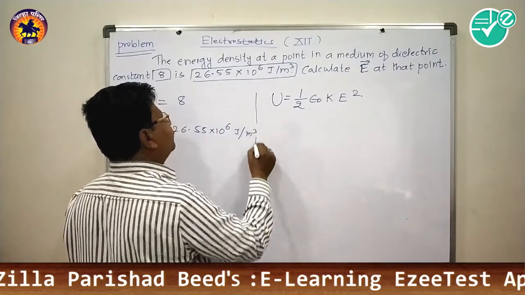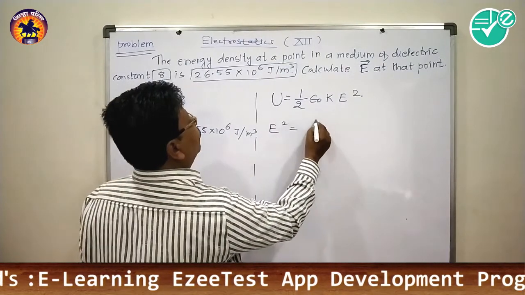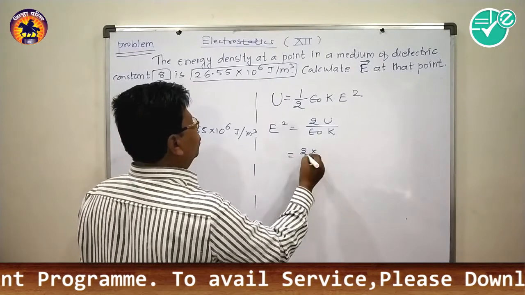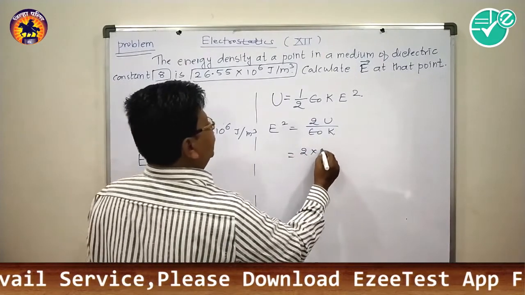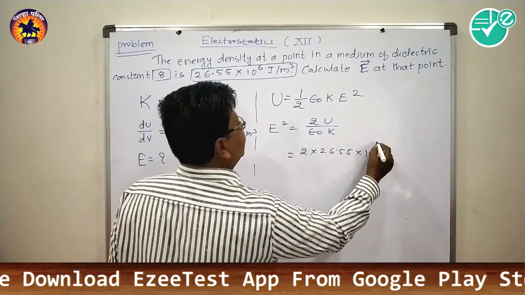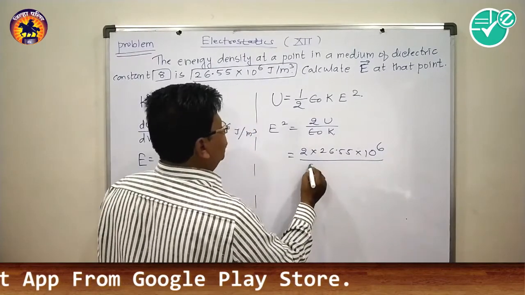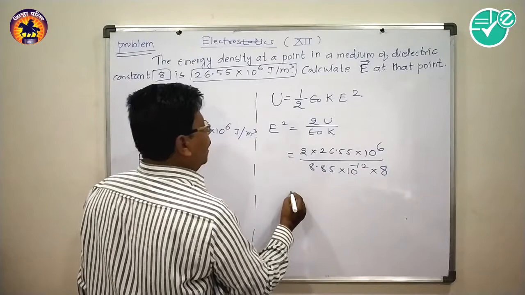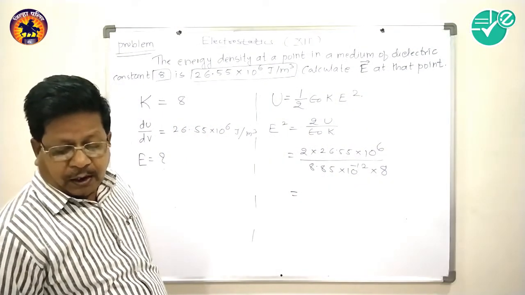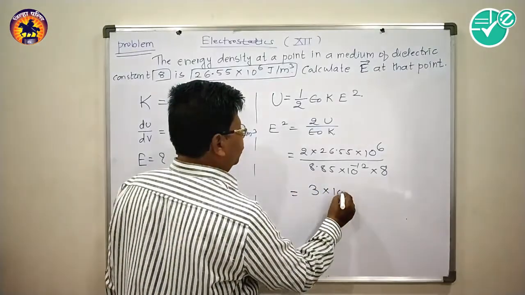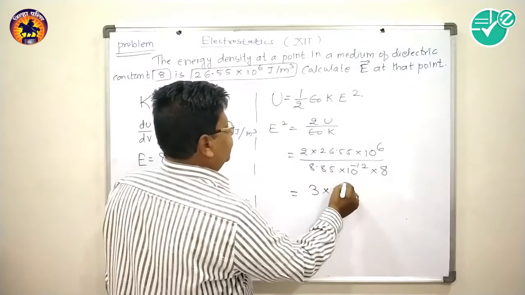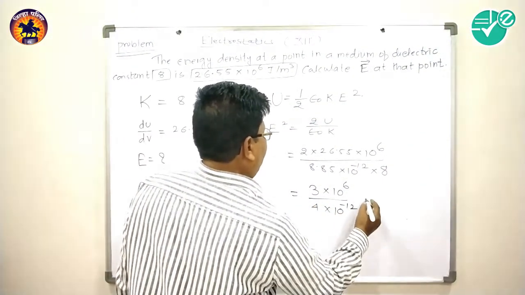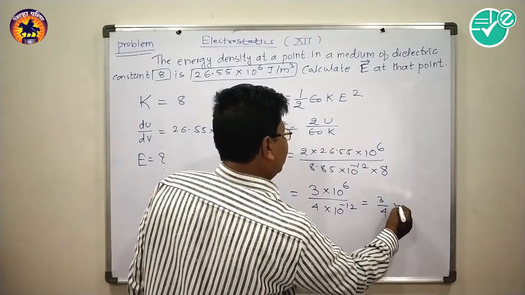And therefore E square is equal to 2 into U divided by epsilon 0 K. If we substitute the values, 2 into U is 26.55 into 10 to the power 6 divided by epsilon 0, 8.85 into 10 to the power minus 12, into K, which is again 8, which is equal to 3 into 10 to the power 6 divided by 4 into 10 to the power minus 12, and which is equal to 3 by 4 into 10 to the power 18.